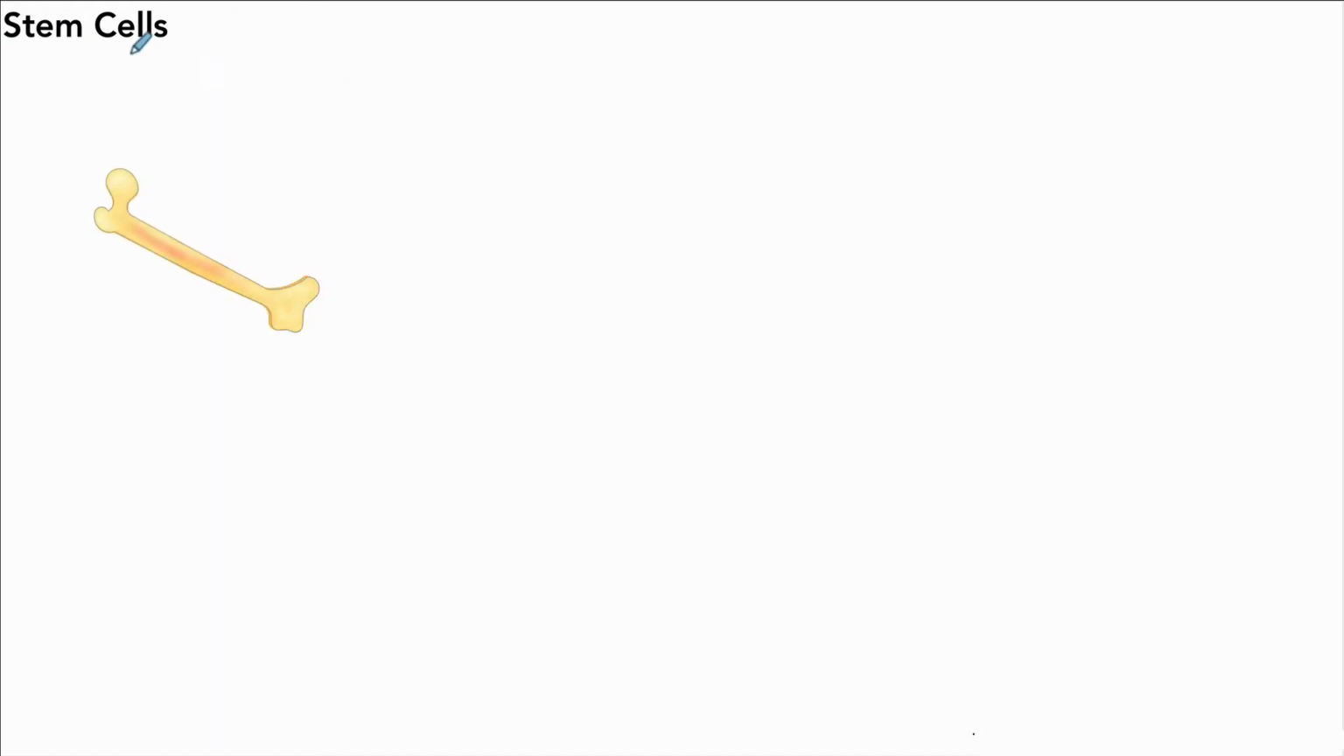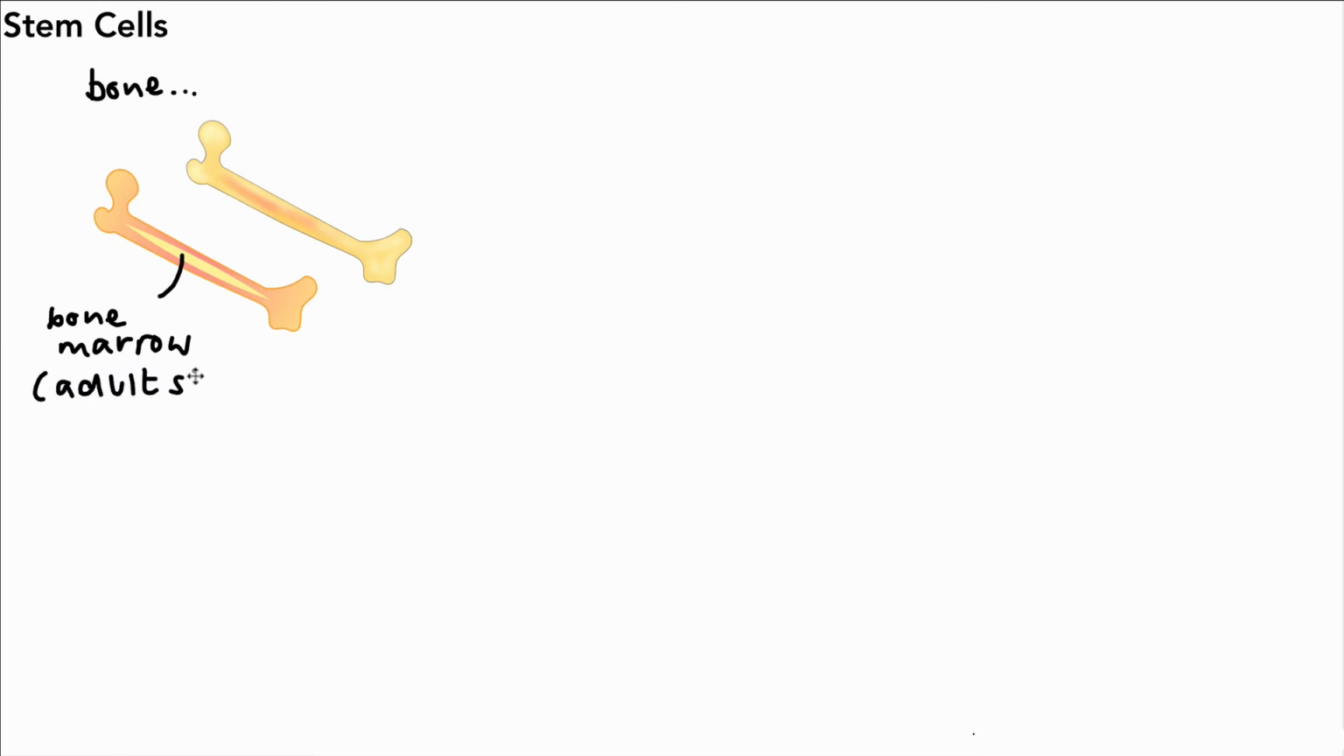Now, there are other sources in the body as well. If we look inside a bone, there's a certain type of tissue inside the bone, and that's called bone marrow. So we have bone marrow inside the bone, and that actually is a source of stem cells. We call these adult stem cells, which can be taken from the bone marrow of adults.